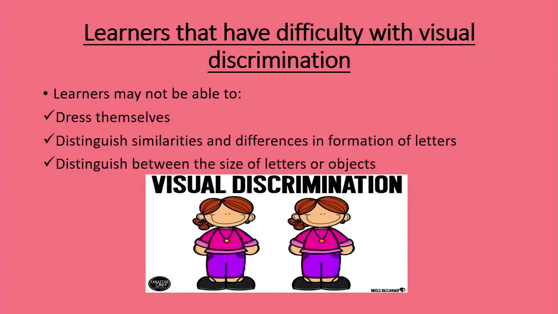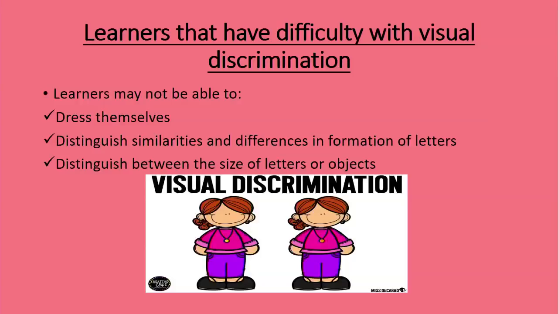Right. How will I identify a learner that has difficulty with visual discrimination? These are the learners that are not able to dress themselves. So there are different ages for learners to do different things. So if I see at a certain age my child is not able to dress himself, then I know there might be a possibility that my child has a difficulty with visual discrimination.